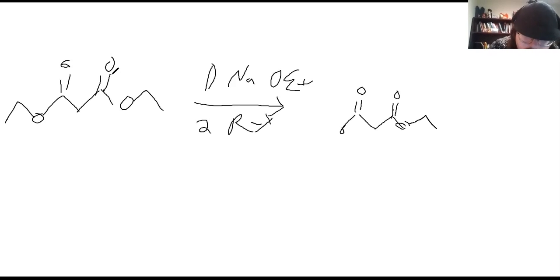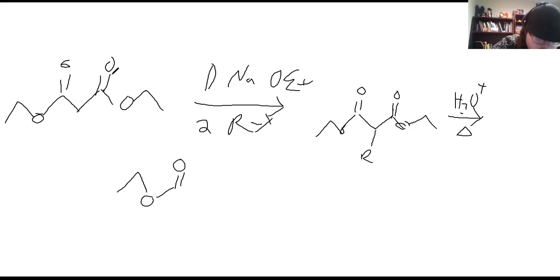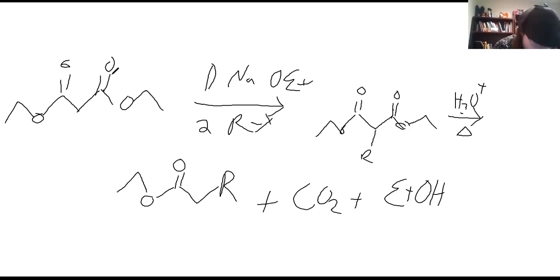And then in the presence of acid and heat, we cause this to decompose, and then it forms a substituted carboxylic acid. So it breaks apart to this, and then we lose CO2, and we lose ethanol. Two equivalents of ethyl alcohol.